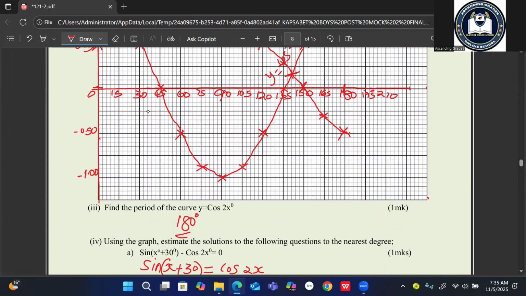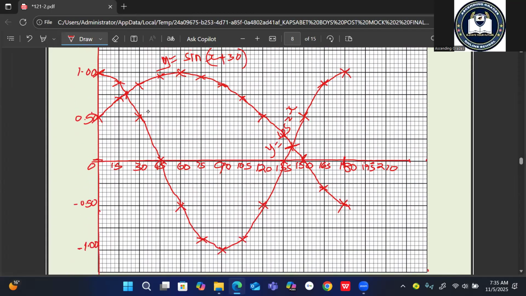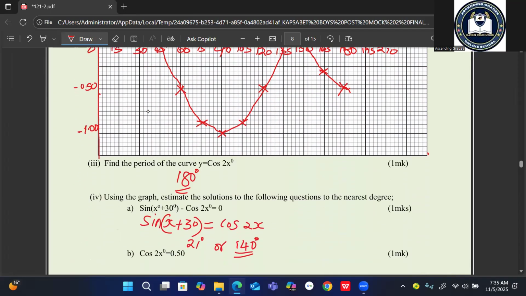You just go to the graph and look where the two curves are equal. That is here and there. Here is 21 degrees. Here is 140 degrees. So we go to the next question.